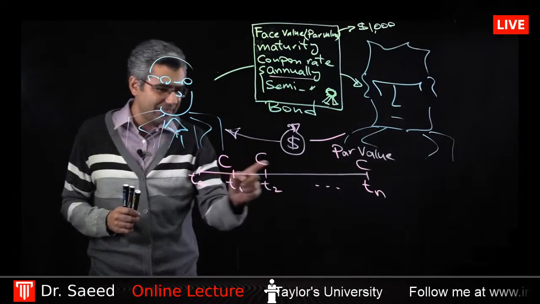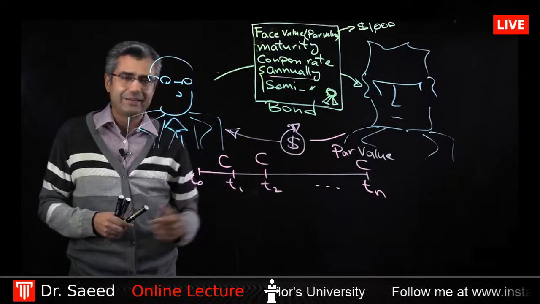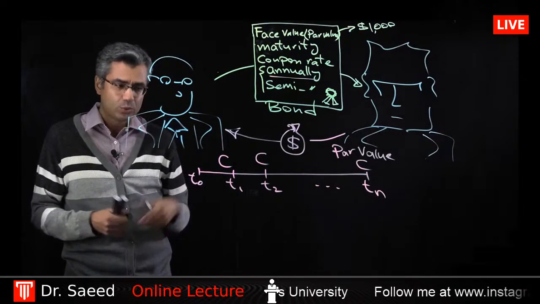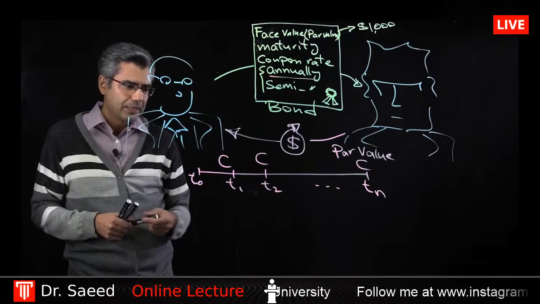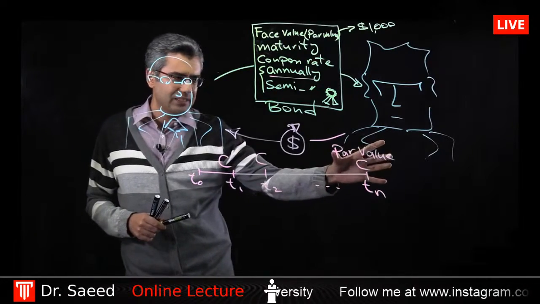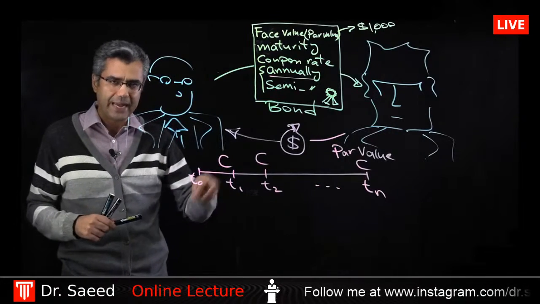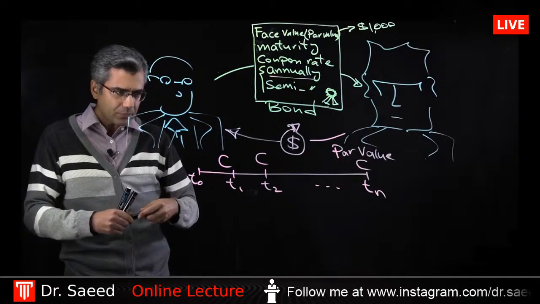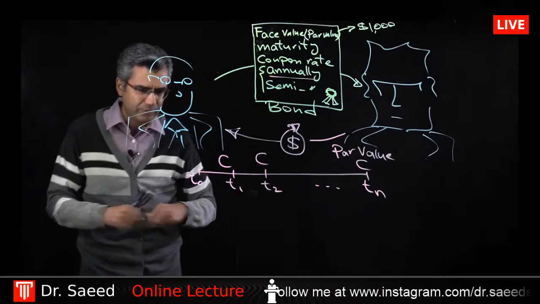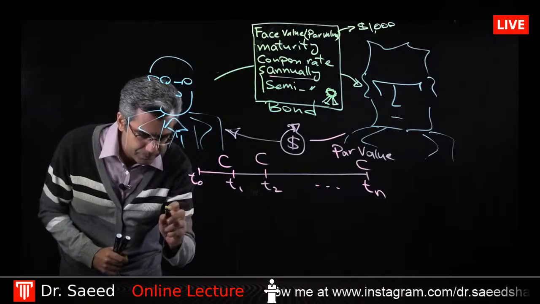And here we have the same cash flows for n years or n periods, right? So we can use the annuity formula. And then we have one single cash flow, which is the par value, and we discount this to the present time separately and add it to it. So let's compute the present value of these cash flows.